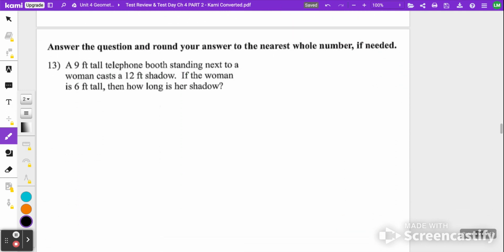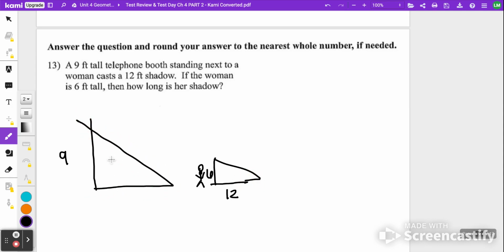For number 13, it might be helpful to draw a picture. It says a 9-foot-tall telephone pole is standing next to a woman that casts a 12-foot shadow. If the woman is 6 feet tall, sorry, I'm trying to draw a picture. So here's a woman standing, and she is 6 feet tall. So then notice how they're making two similar triangles. You're going to try to figure out how long is her shadow. This 12 actually should not be there.